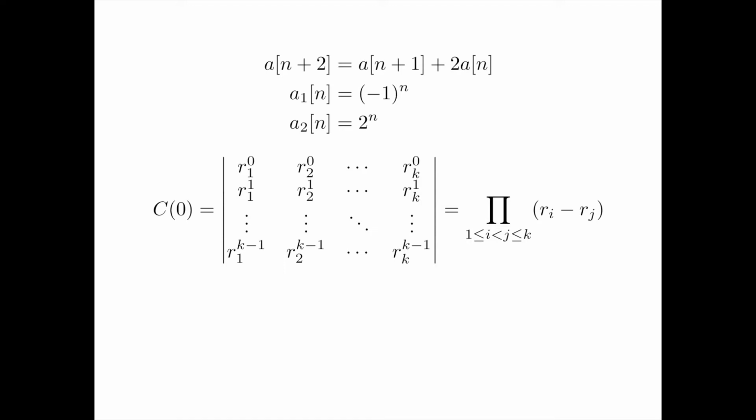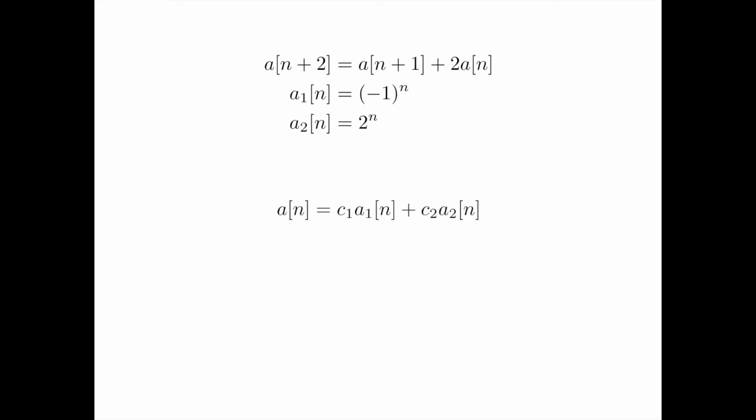So the general solution to a of n plus 2 is equal to a of n plus 1 plus 2 times a of n is then c1 times a1 of n plus c2 times a2 of n, which is c1 times minus 1 to the n plus c2 times 2 to the n. This solves our recurrence relation and has 2 degrees of freedom to match the number of initial conditions we need. Now we need to bring back in the initial conditions.